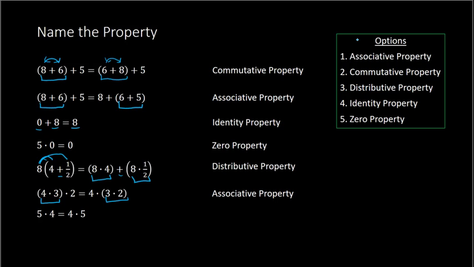Here's another example. 5 times 4 equals 4 times 5. This one, what's changing is the order of the numbers. The numbers are moving, so that is commutative property. The word commute has to do with moving. One more example. We have 5 times 1 equals 5. This one, notice we started with a number. We're multiplying by 1, and the identity or the value of the number is not changing. We still have 5 as our answer. So that is option 4, our identity property.